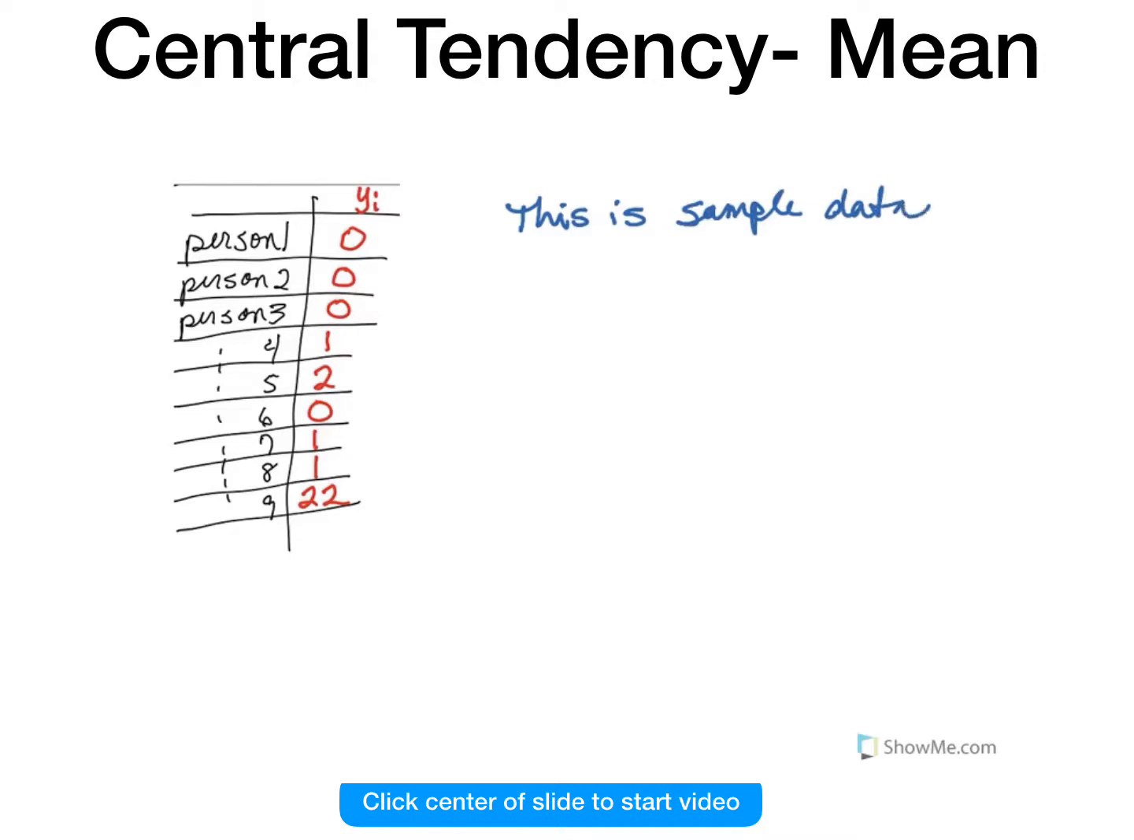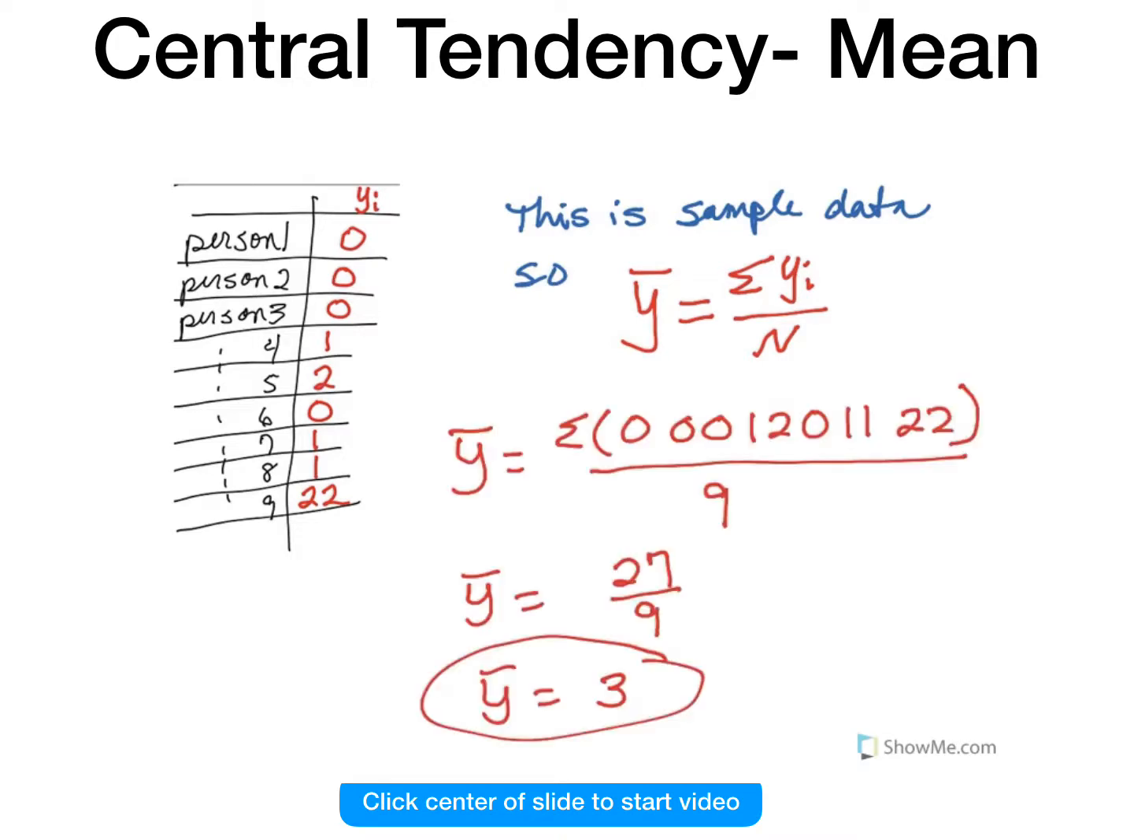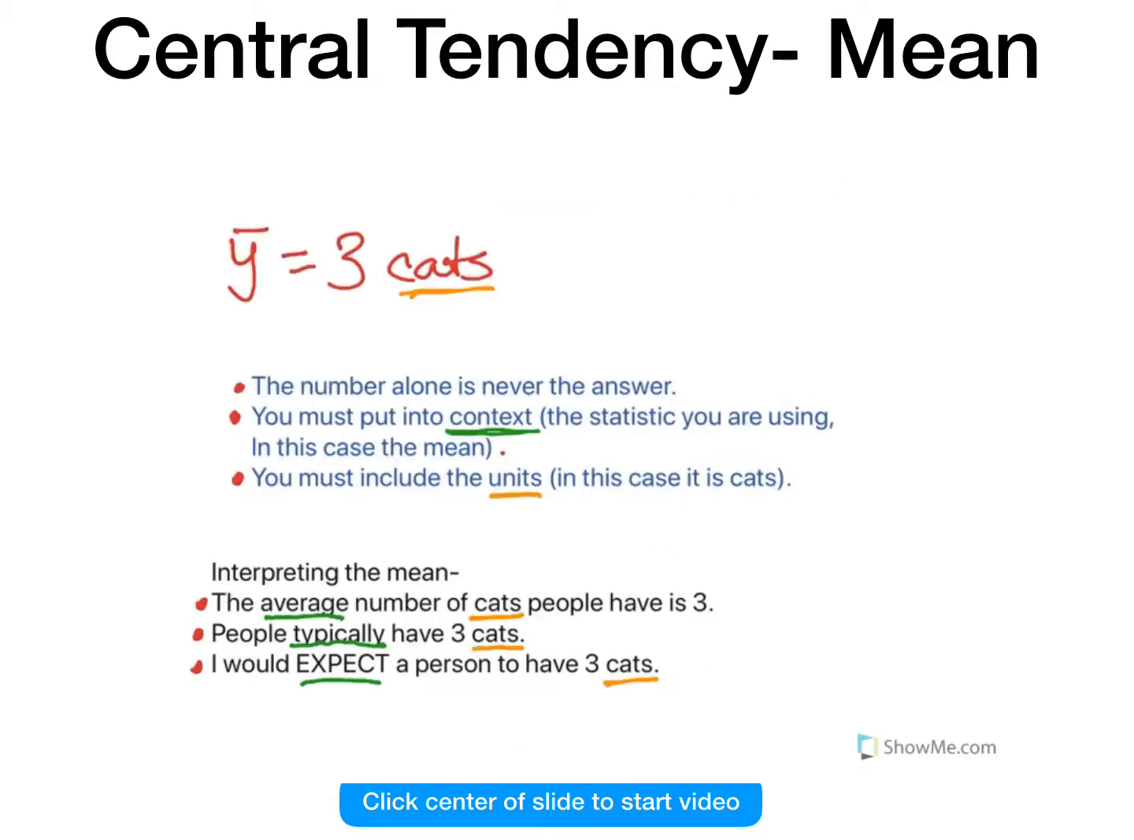Now this is sample data. We didn't ask everybody in the city, so the symbol that we're going to use is y bar, which is the symbol for the mean for sample data. The formula says that we need to take each individual score, add them up, and then divide by n, the number of scores, or the sample size. So here's the calculation: 0 plus 0 plus 0 plus 1 plus 2 plus 0 plus 1 plus 1 plus 22, divided by 9, is 27 divided by 9, or 3. So the mean equals 3. I'm pretty sure you already know how to do that calculation.